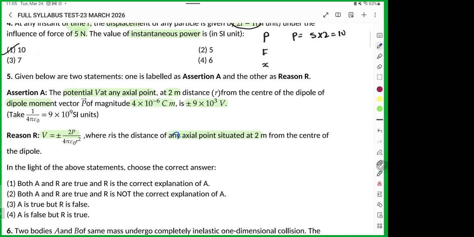See, at any axial point, it doesn't matter where it is situated. And this is the formula. We know at axial point it is Kp by R square. K is 1 by 4 pi epsilon naught. P by R square. See, 2 is there? No, 2 should not be there. Make sense? 2 should not be there.